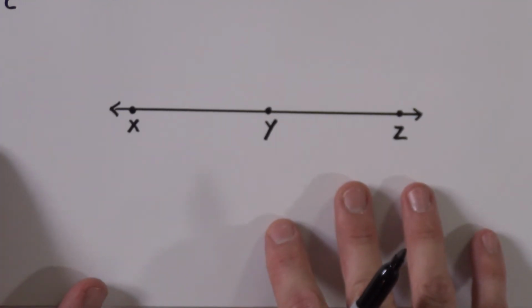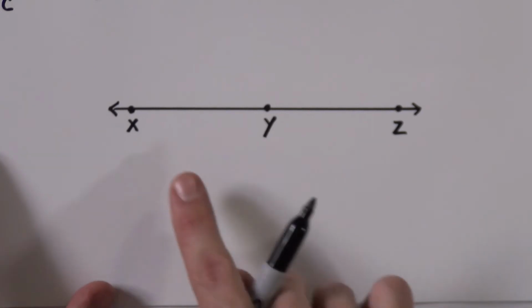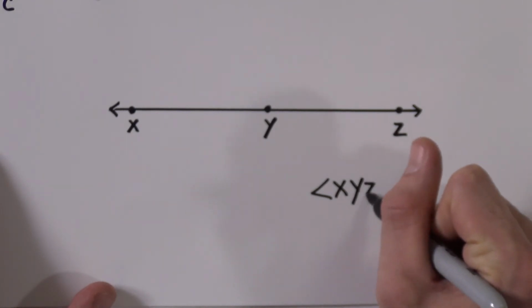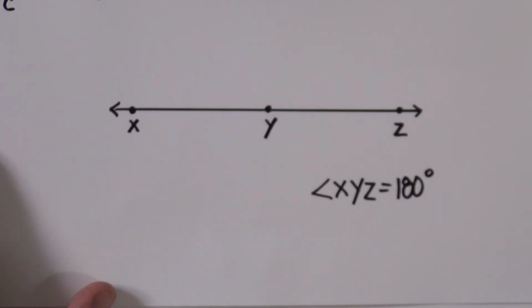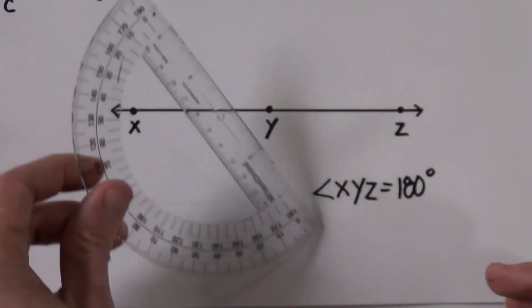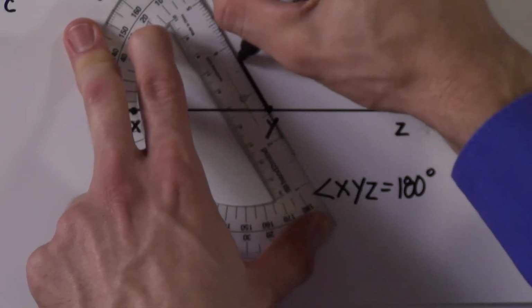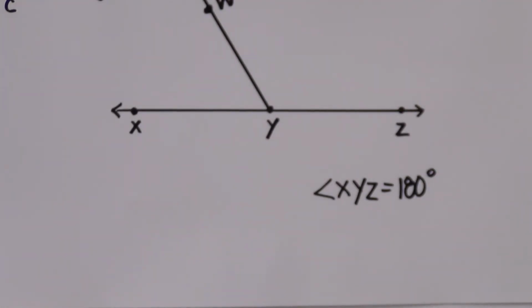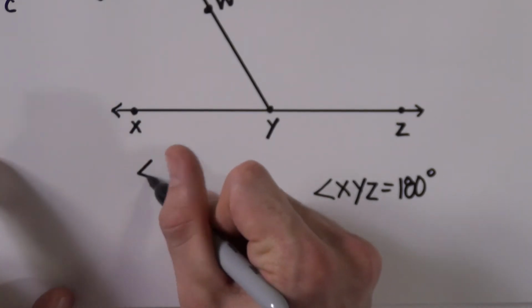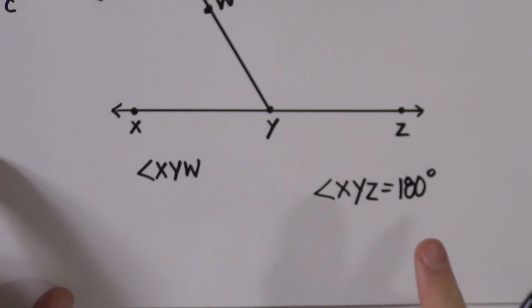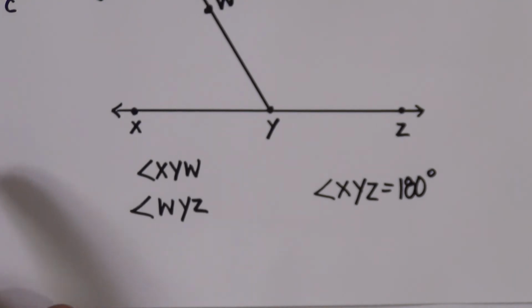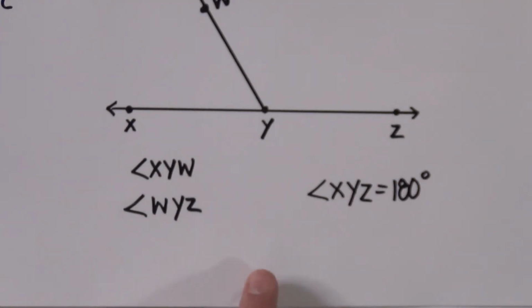For supplementary angles, students are normally just given three points on a straight line. So I know that angle XYZ forms a straight line, so that means it has a measure of 180 degrees. And if some ray is drawn out from point Y, coming up here, and let's call that point W, now I see that angle XYW and angle WYZ are supplementary because these two angles together form a straight line.